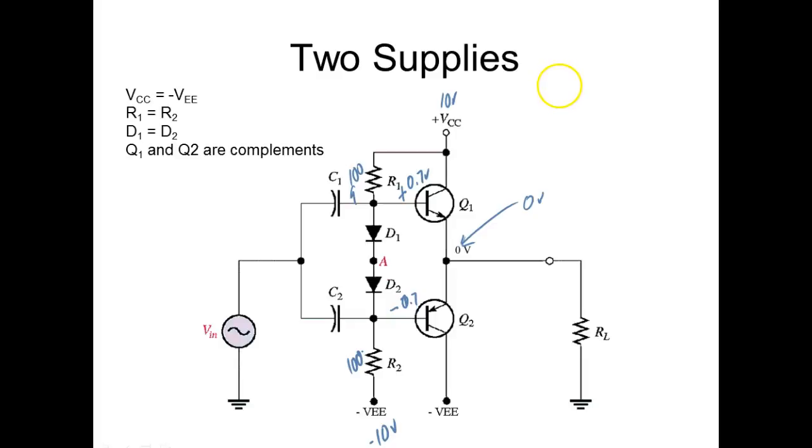Plus 10 to minus 10. What's my difference in potential? What's my difference in potential between plus 10 and minus 10? 20 volts.